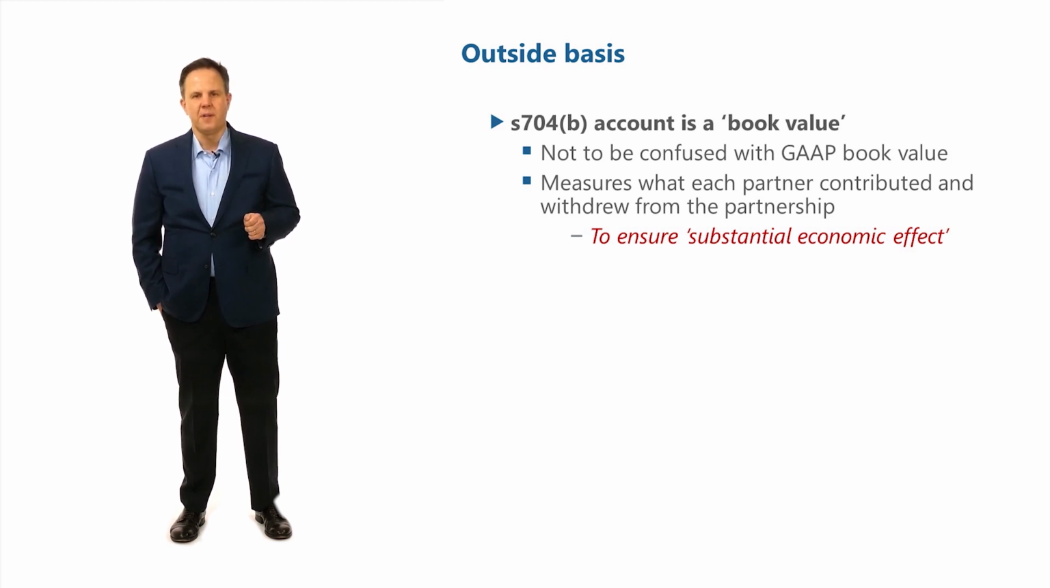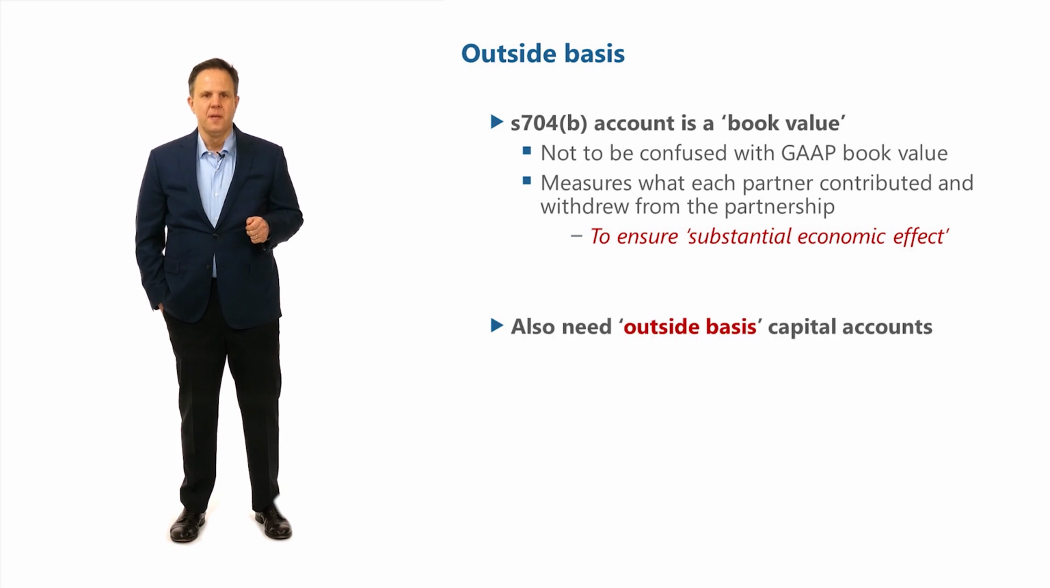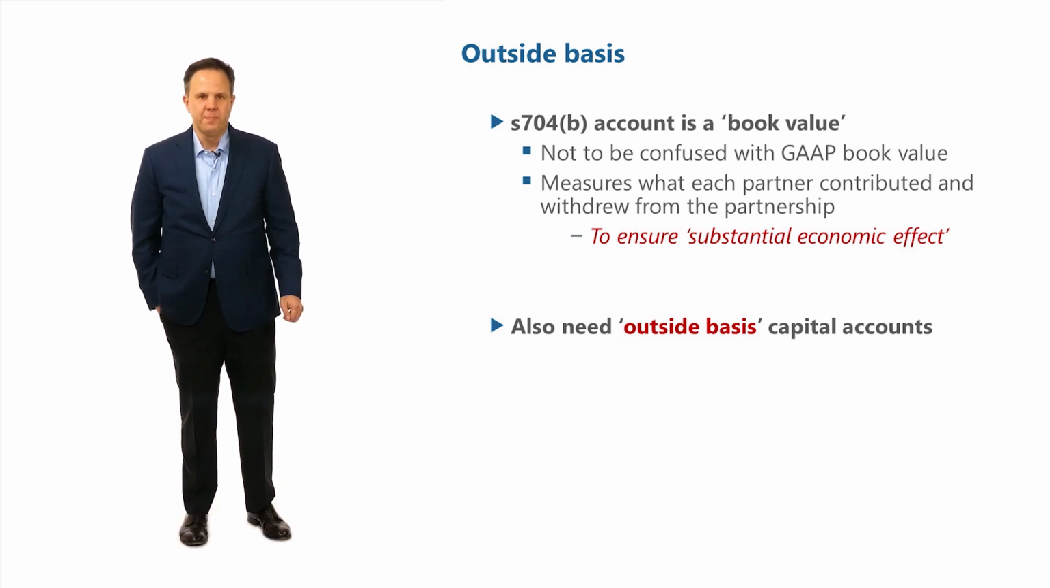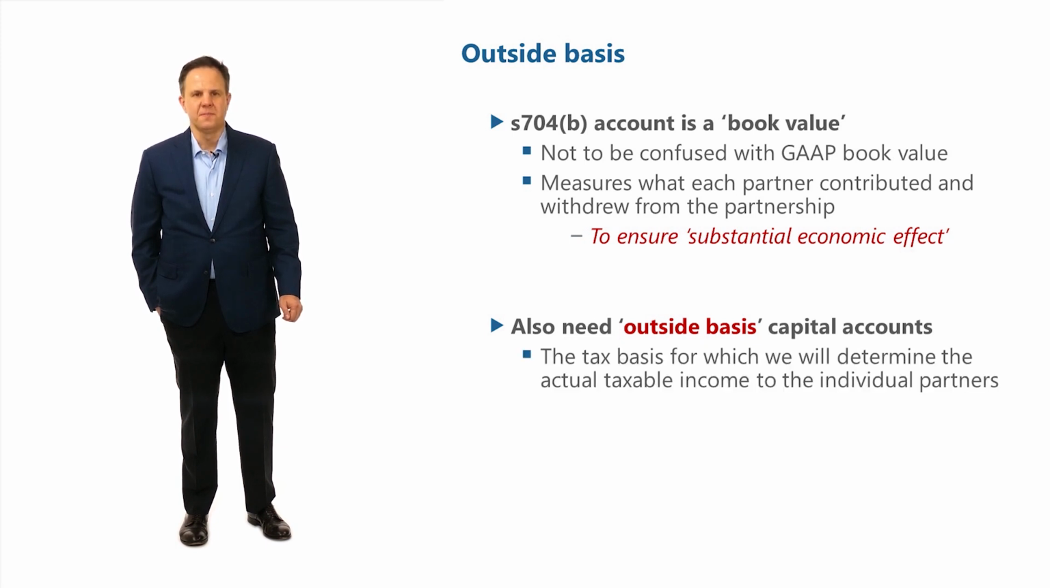In addition to the capital accounts calculated for 704B purposes, we also need to calculate outside basis. Outside basis is dependent on tax basis. For instance, the partner who contributed to the partnership the land with a fair market value of 1 million and tax basis of 0 takes an outside basis in the partnership of 0. What's important is that this is the basis which will determine the actual taxable income to each partner for purposes of tax payments owed to the IRS.